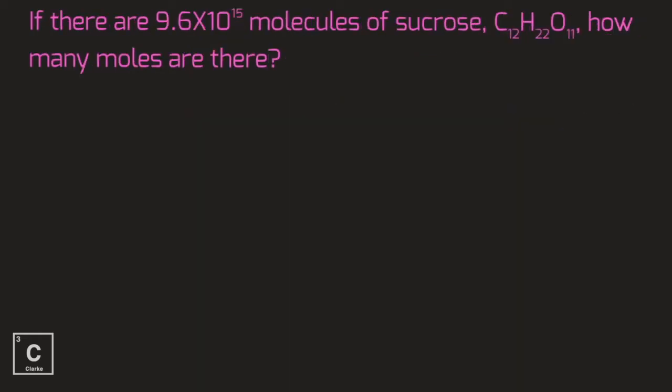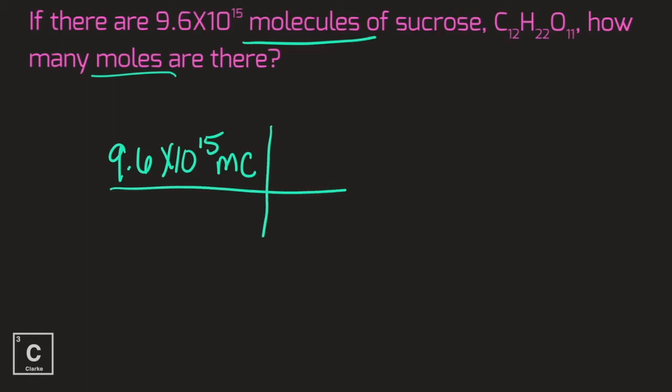Next problem. If there are 9.6 times 10 to the 15 molecules of sucrose, C12H22O11, how many moles are there? This problem mentions moles and molecules. So we've got particles and mole, that's the only conversion factor we're going to need. Let's write our given, 9.6 times 10 to the 15. I'm going to abbreviate molecules MC. I'm going to make my cross and bring my unit down.